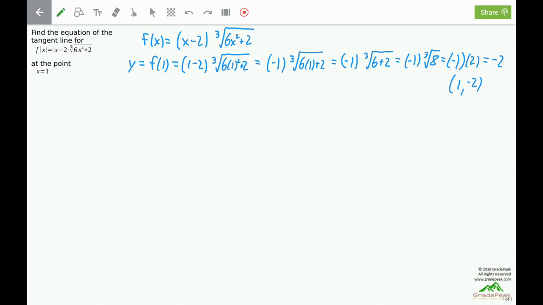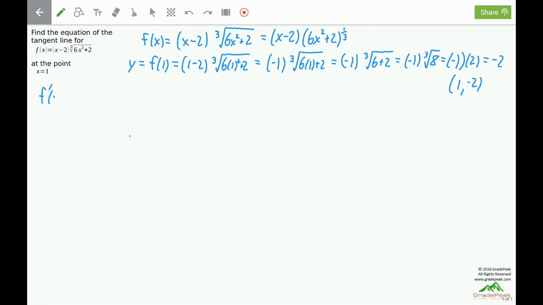The next thing we need is the slope of the tangent line, and that's the derivative. Now we have a product of two functions, so the derivative will involve the product rule. Before I actually take the derivative, let's rewrite the second expression as a fractional exponent. It's 6x squared plus 2 to the 1/3 power. So there's the product rule we're going to be taking here for our derivative.